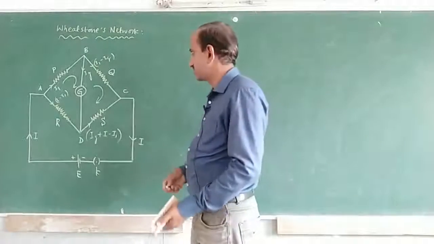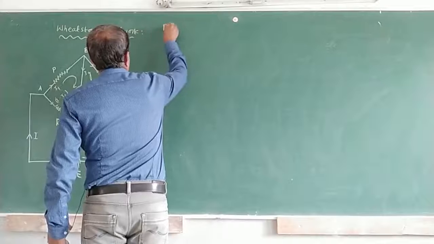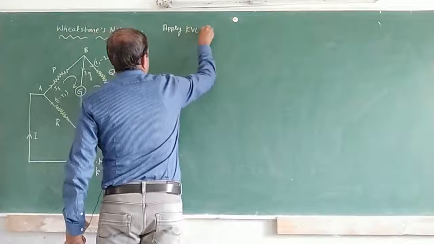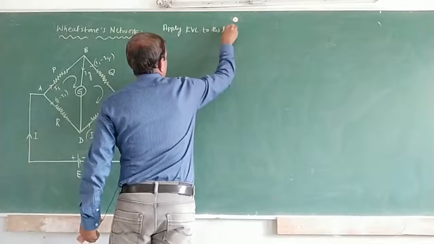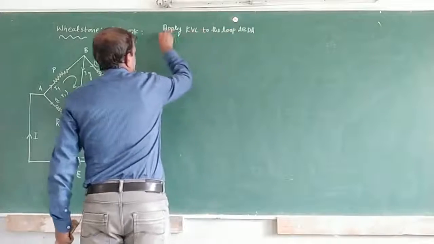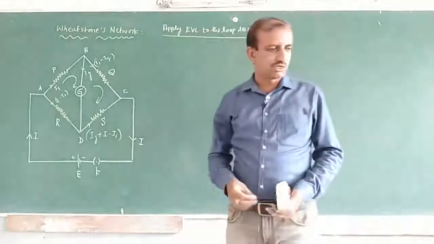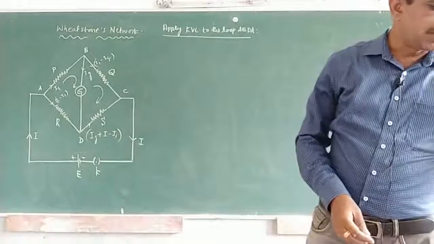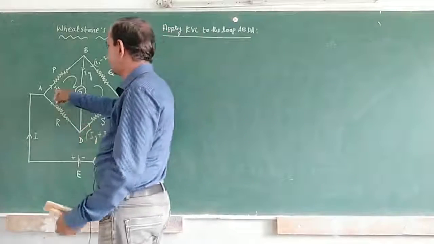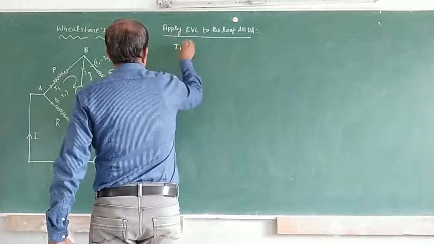Let us first apply Kirchhoff voltage law to the loop A, B, D, A. Traverse in the clockwise direction. When we traverse from A to B, the current flows from A to B. Therefore, the IR product I1 into P is positive.